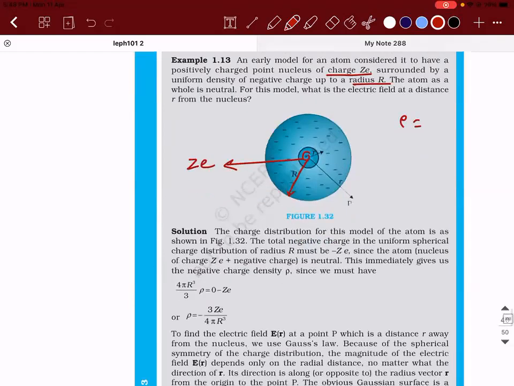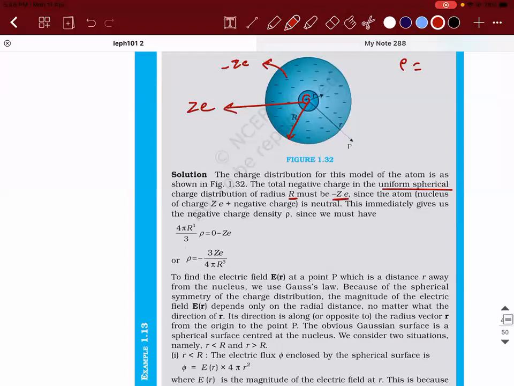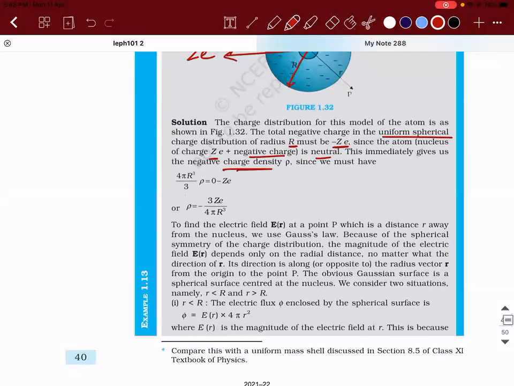Okay, what did they do? The charge distribution for this model of an atom is shown. The total negative charge in the uniform spherical charge distribution of radius capital R must be minus ZD, accepted. Why is this minus ZD? Because the atom as a whole is neutral. So I'm saying the sum of all the negative charges put together is minus ZD. That's what they also gave. Since the atom has nucleus of charge ZD plus the negative charge, it is neutral. So this immediately gives us the negative charge density. So we must have, what are they trying to say? 4 by 3 pi capital R cube into rho is equal to how much?